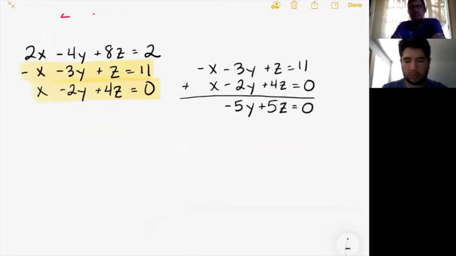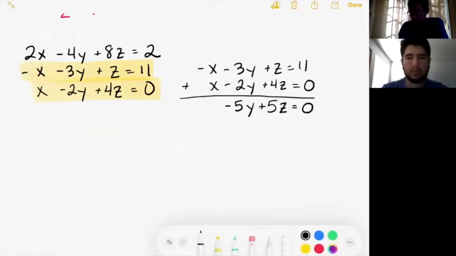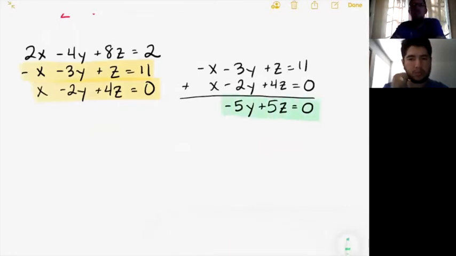Now we have to stop right there. We can't do any more with this equation because it still has two variables in it. Not a lot we can do with two variables. So we're going to have to go back to our original problem and see if there's a way we can eliminate x from two other equations.